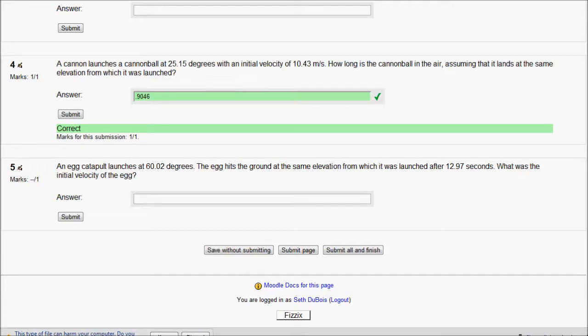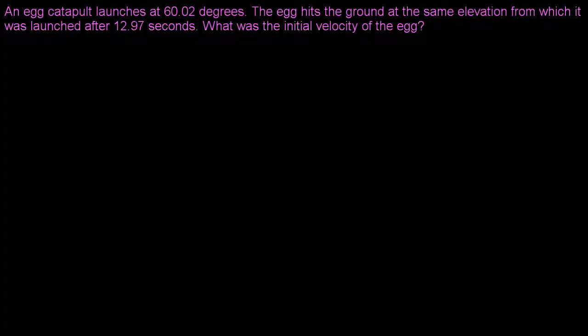Now I'll do number 5. And number 5 is a little tougher. So here's our egg catapult question, and the sharp-eyed viewers among you will notice that I've retconned this in the same way I retconned the previous one. We're saying the egg hits the ground at the same elevation from which it was launched. Just because that's what was implied, but the implication wasn't really getting through. And it was kind of vague, so I apologize for that, but I fixed it, so no worries.